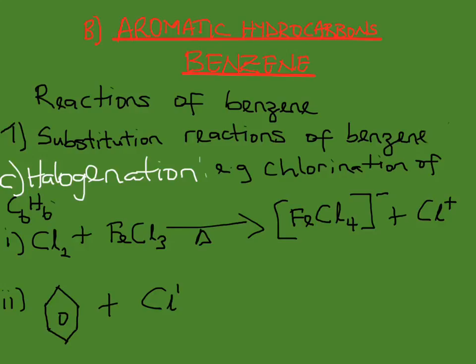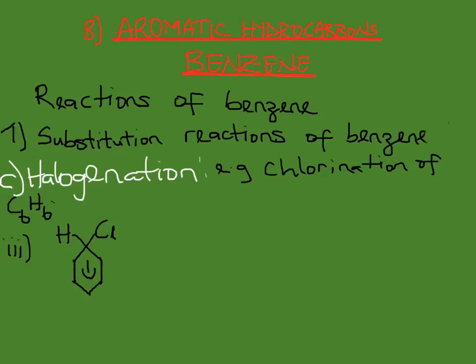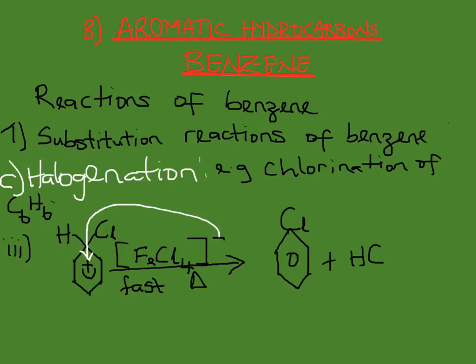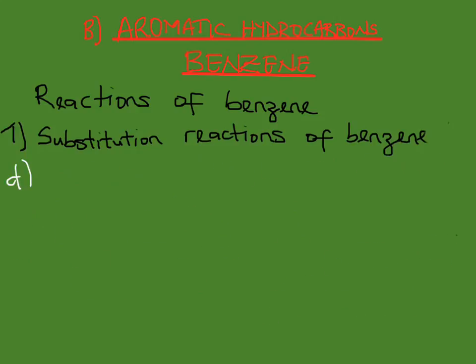The second stage is the benzene ring reacting with the chloride electrophile, and this step is a slow step because it's the rate determining step. Then, in the presence of heat, the tetrachloroferrate complex reacts to give us chlorobenzene and hydrochloric acid plus our halogen carrier, which is iron trichloride.